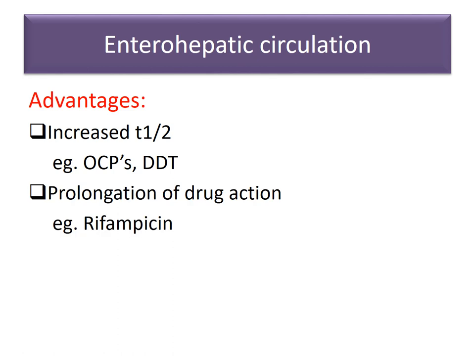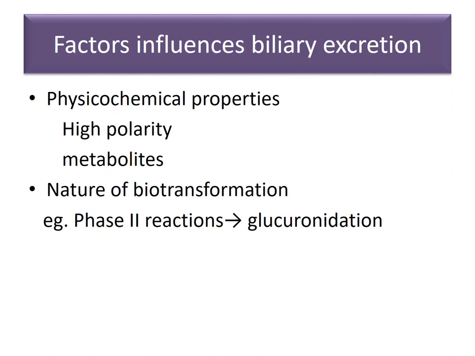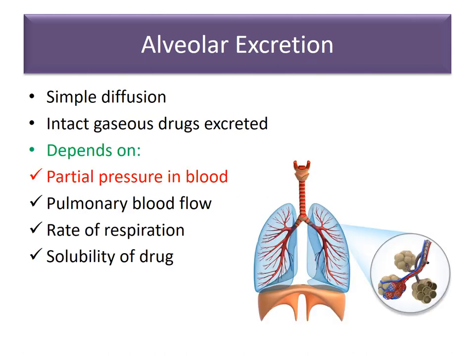It also prolongs the duration of action. As I have told, there is a cycling. The drug is excreted in bile, but again it is absorbed from the intestine. So again it reaches the liver, is excreted through the bile, and the cycling keeps happening. So it helps to prolong the action, mainly for rifampicin. Now the factors influencing biliary excretion: physicochemical properties, high polarity, nature of the metabolite, and nature of biotransformation. Phase 2 reactions like glucuronide conjugation, those metabolites are mainly excreted by biliary excretion.